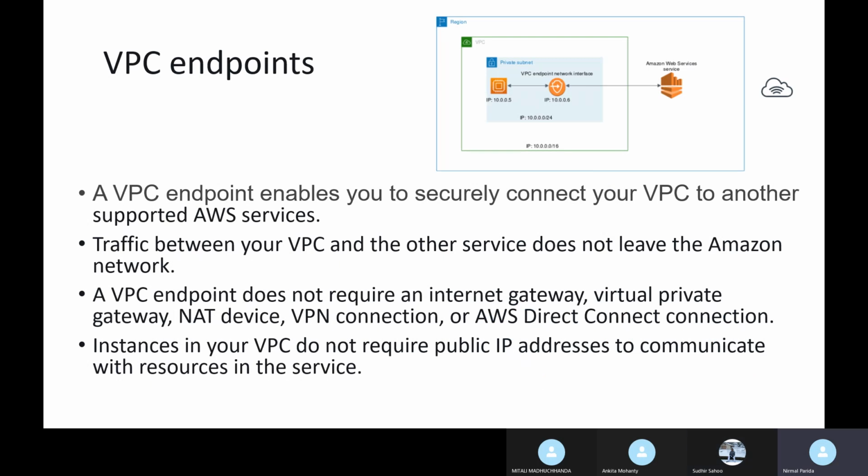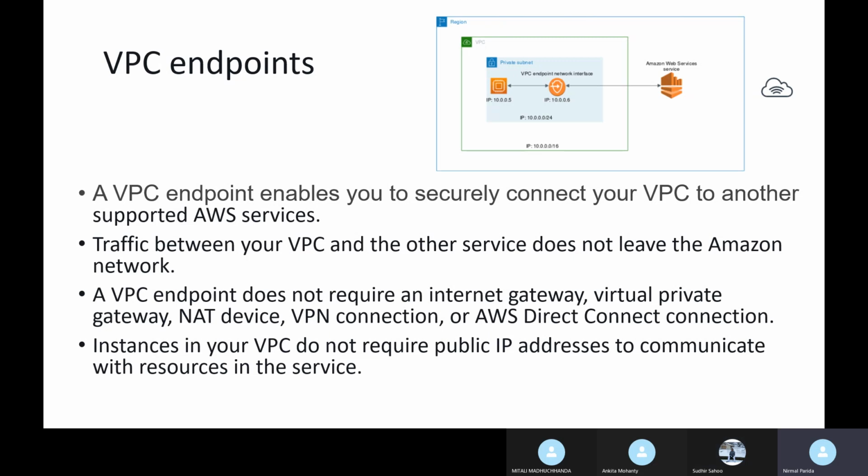Right. Next, we will go to VPC endpoint. A VPC endpoint enables you to securely connect your VPC to other supported AWS services. I will show you and explain more. Traffic between your VPC and other services does not leave the Amazon network. So they are all in a private network. A VPC endpoint does not require an internet gateway, virtual private gateway, NAT gateway, VPN connections, or AWS Direct Connect connections. So instances in your VPC do not require public IP addresses to communicate with resources in the service.